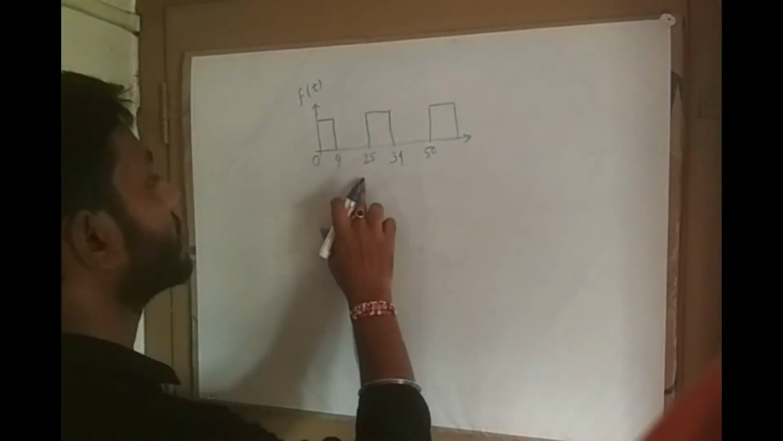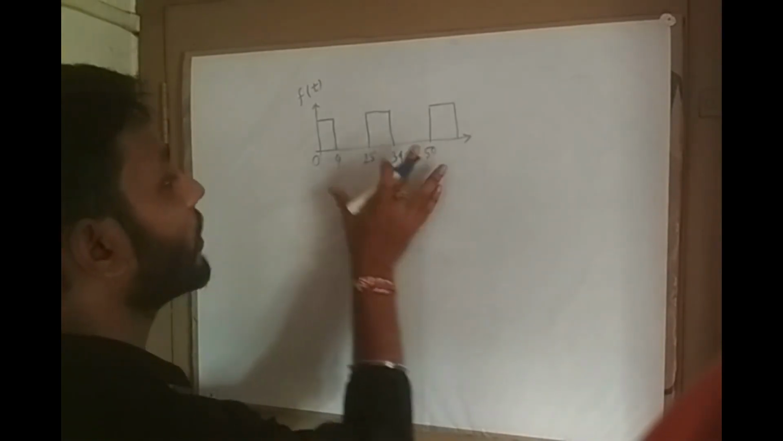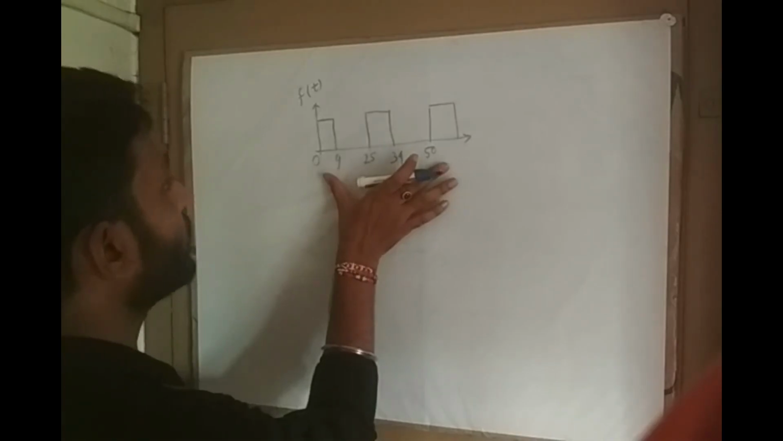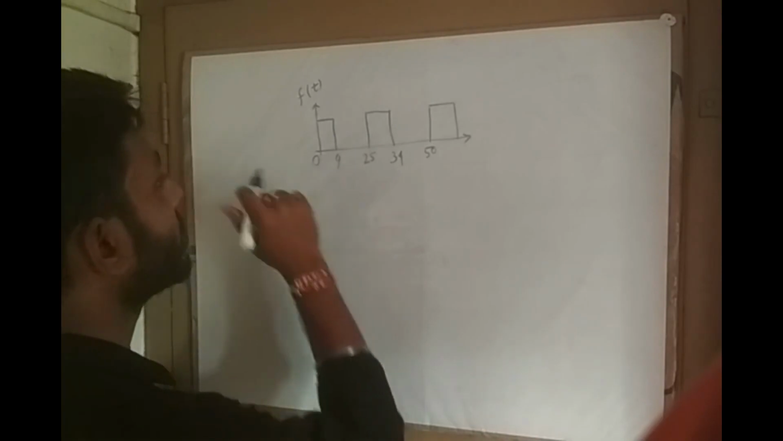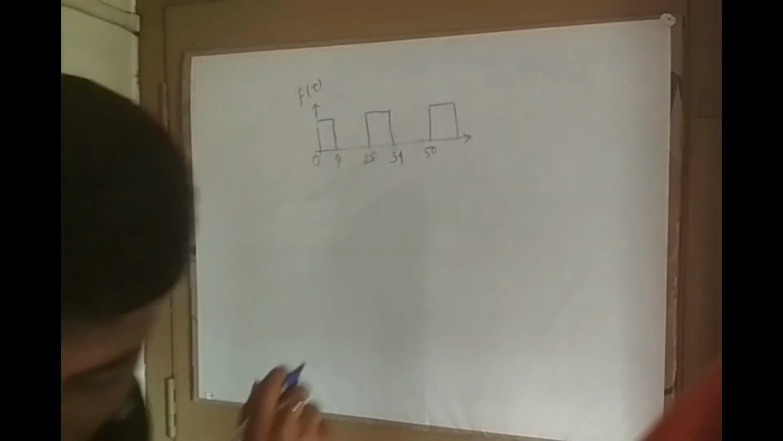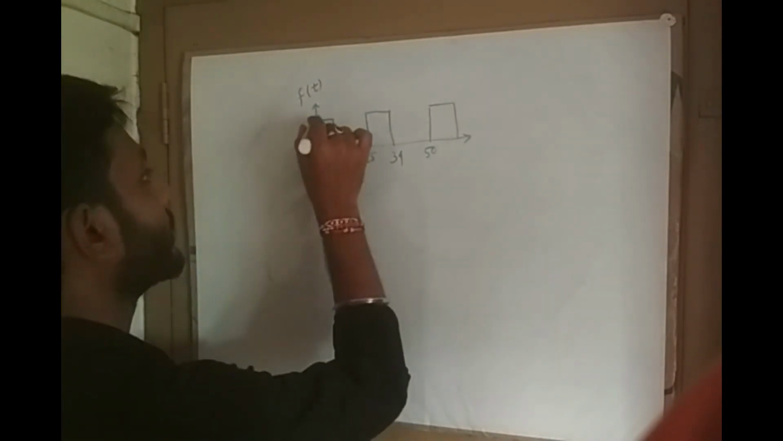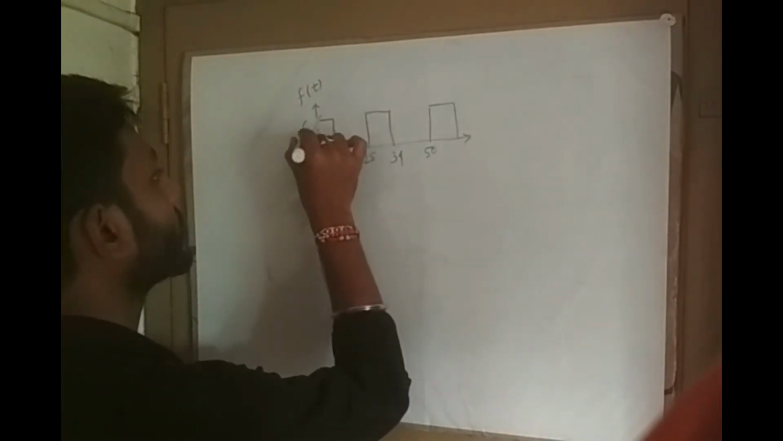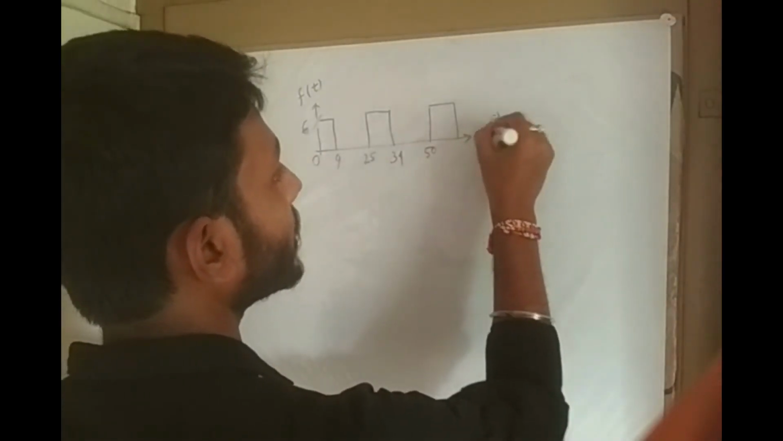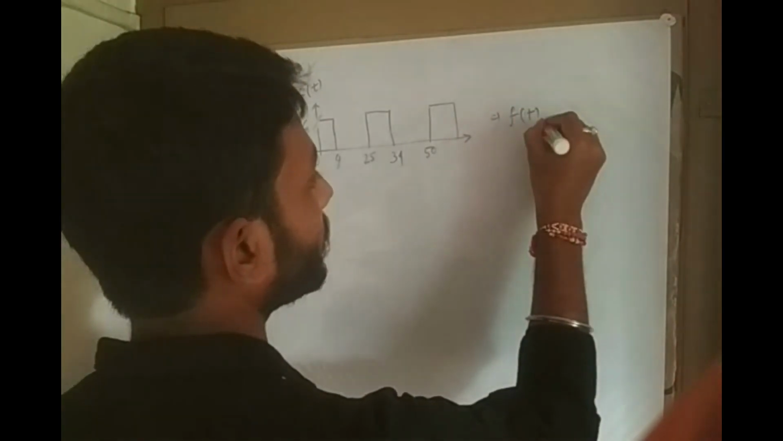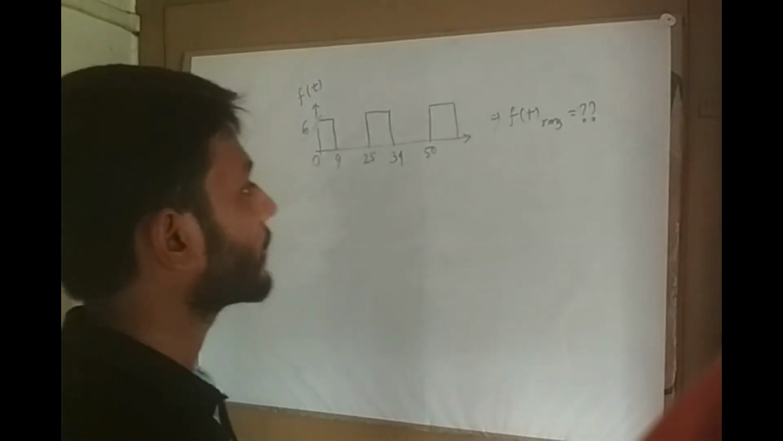Now, in this question, it is given that one periodic train of rectangular pulse, it is given here. The maximum value here given is 6, and you are asked to find out the RMS value of this signal. What will be the RMS value of this signal?